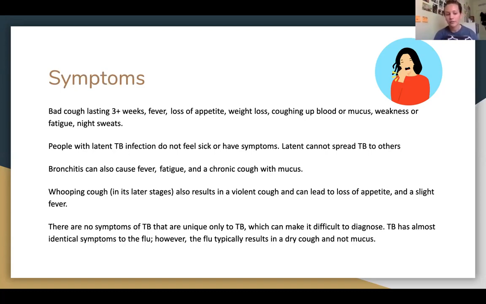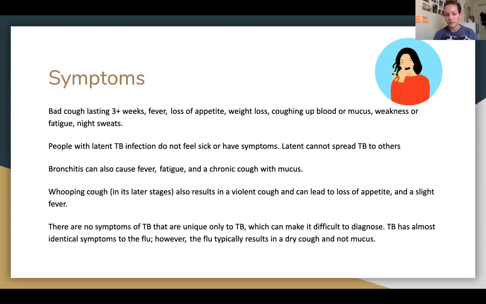Two other diseases that are really similar as far as symptoms to TB are bronchitis and whooping cough. Like TB, bronchitis can also have a fever, fatigue, and a chronic cough with mucus. And whooping cough in its later stages can result in a violent cough that leads to loss of appetite, and they can have a slight fever. There aren't really any symptoms of TB that are unique only to TB, which can make it kind of difficult to diagnose at first, especially since it's not very common in the US.